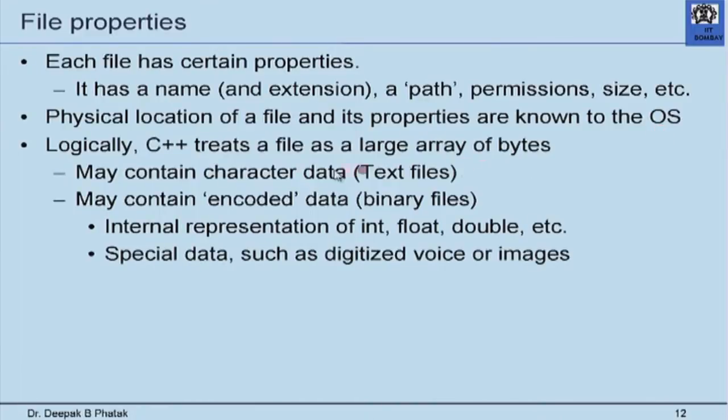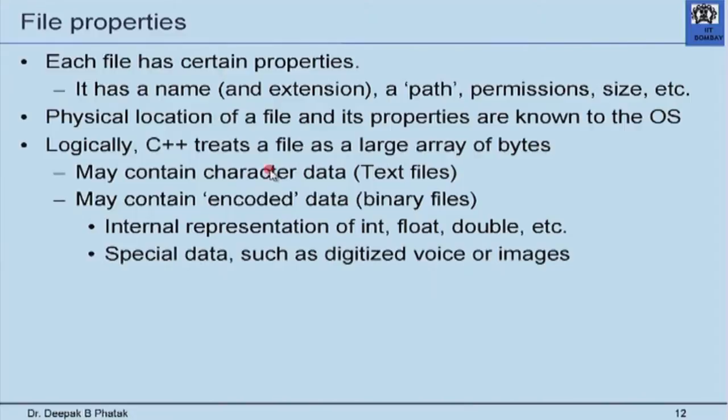Now, as far as C++ is concerned, it treats a file as a large array of bytes. It's very interesting and important to note that as far as C++ is concerned, whatever type of file you talk about, for it, a file is an array of bytes. That array has a name, which is a file name. File name is a peculiar entity, which is a pointer. I will explain that. But C++ treats the file as a large array of bytes.